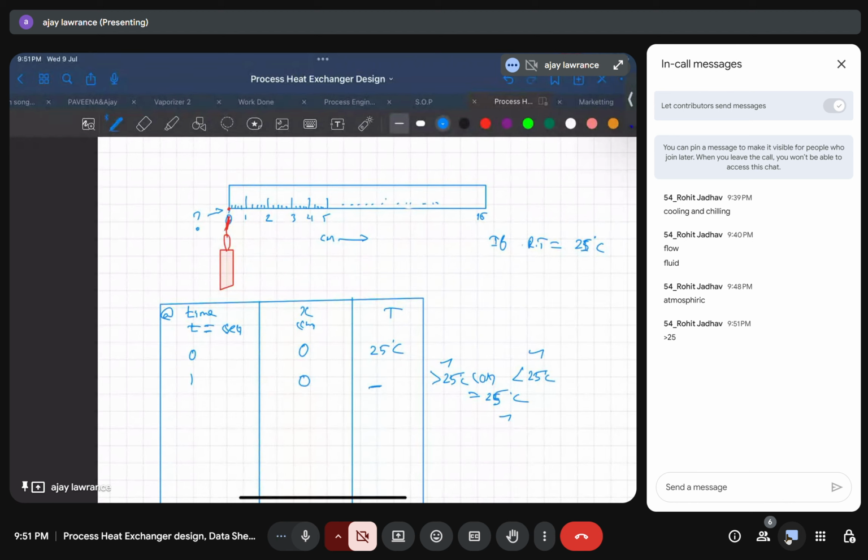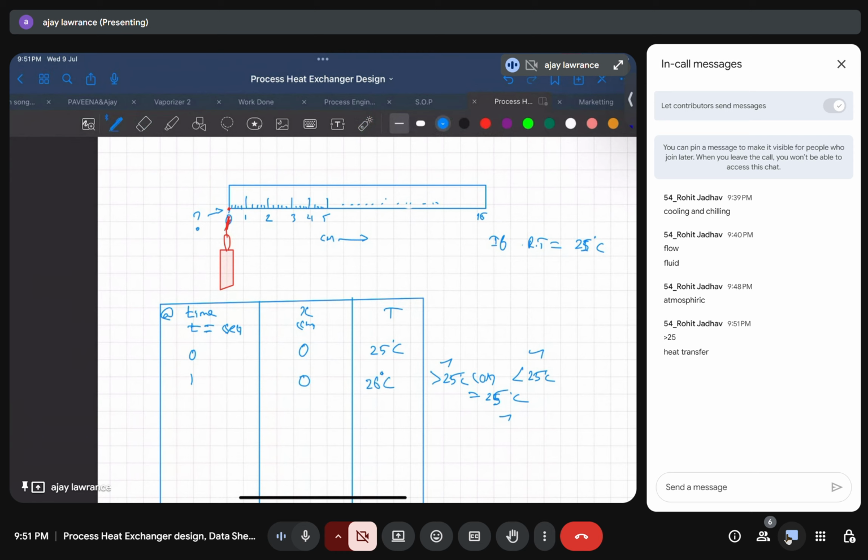Greater than 25. Why? What is the reason? Heat transfer. Exactly, that is the reason. Because at 0 seconds, heat would not have transferred, but after 1 second, at least some amount of heat would have transferred from this point to this point, so the temperature at this point would have increased. Say, for example, 26 degrees Celsius, right?